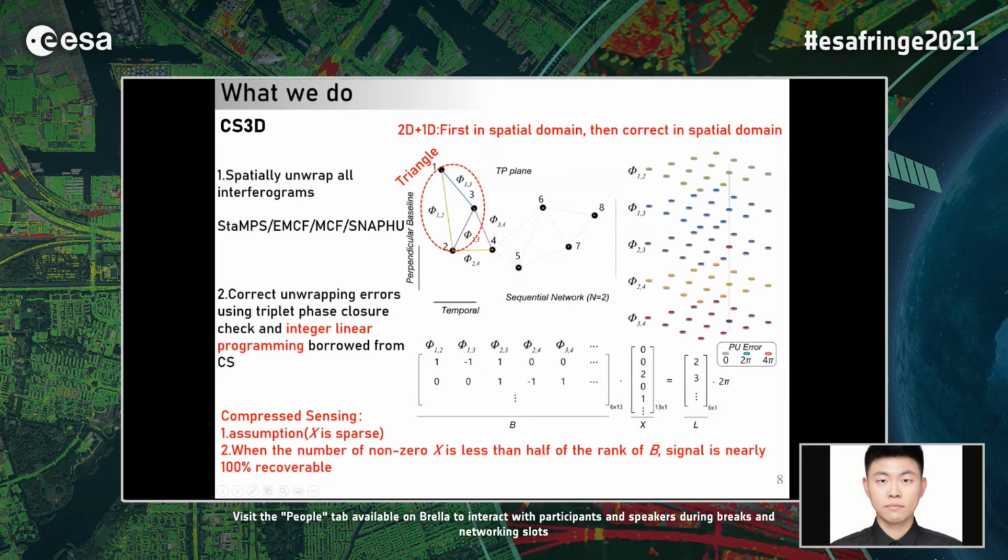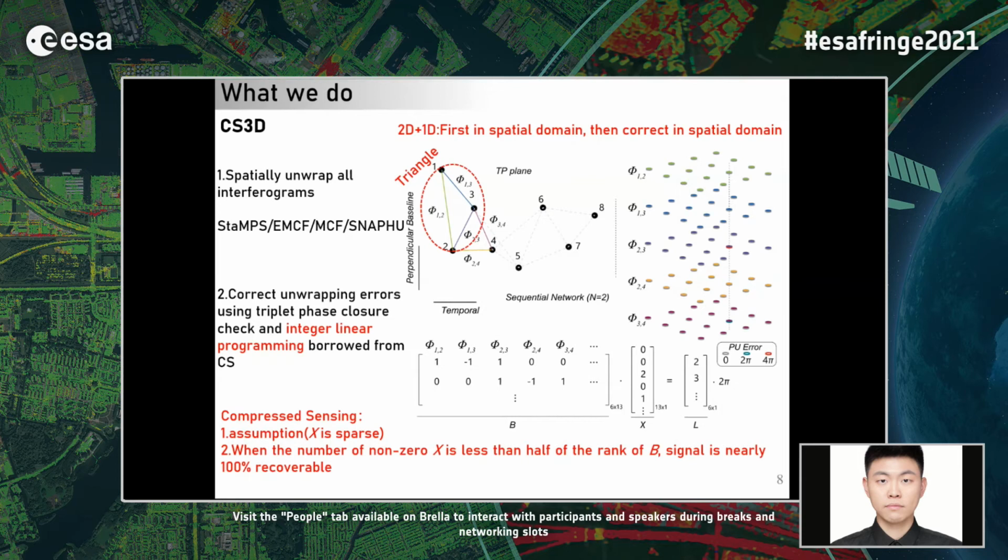Yes. Let's introduce our proposed compressed sensing 3D method. We first spatially unwrap all interferograms using the prominent methods, SNAPHU, EMCF or MCF. Then we correct all unwrapping errors in the time domain. We use the triplet phase closure check and the integer linear programming we borrowed from compressed sensing.